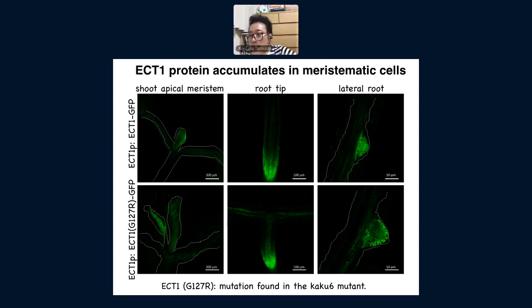Okay, we next examined the ECT1 localization with GFP fusion. We have generated transgenic plants expressing wild-type ECT1-GFP and ECT1 with the glycine to arginine mutation under control of the native promoter. But we cannot distinguish the fluorescent pattern between wild-type ECT1 and mutated ECT1-GFP. They are similarly expressed in meristematic cells like shoot apical meristems, root tips, and lateral roots, and they are also localized in the cytosol, but not in the nucleus.